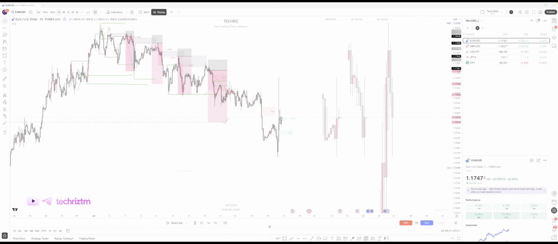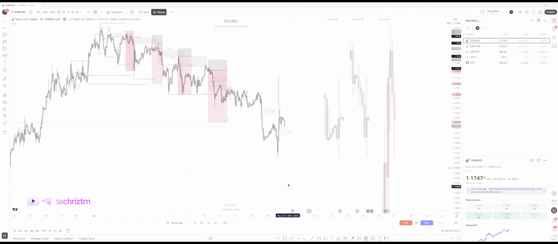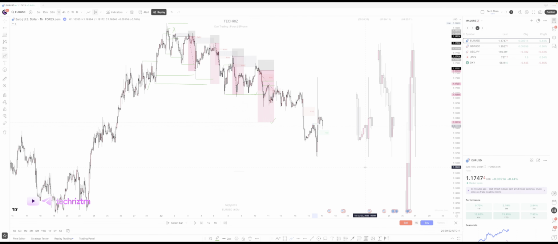So this happened here. We had this break, price broke above here, right? But price had not come into a point of interest, so I needed price to come into a point of interest at least. So I needed price to come into like this.